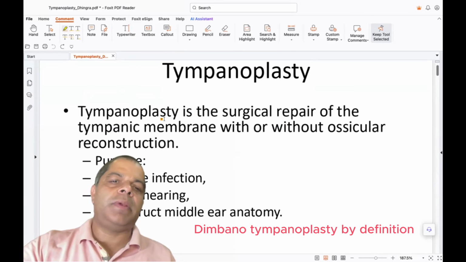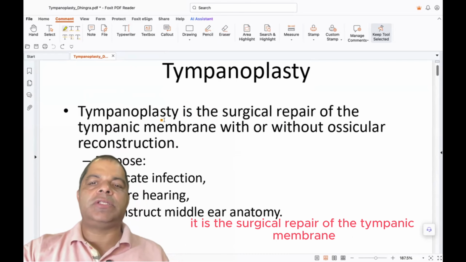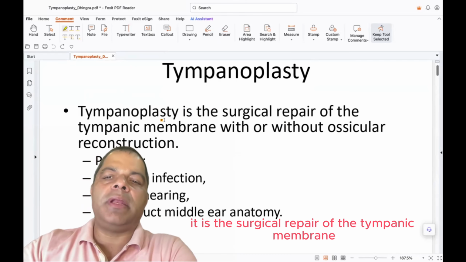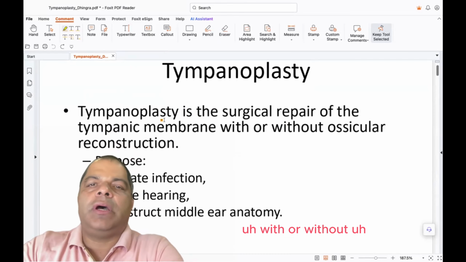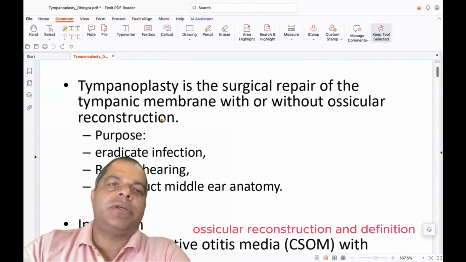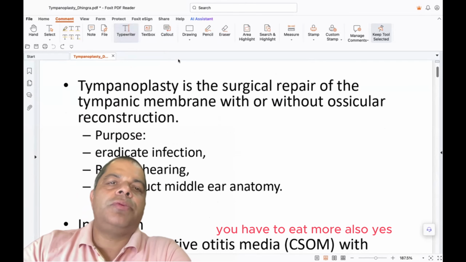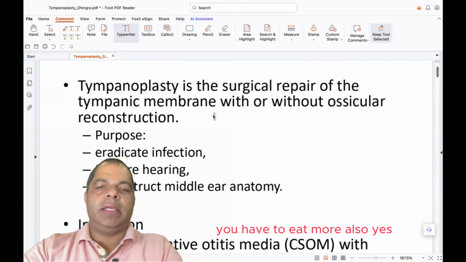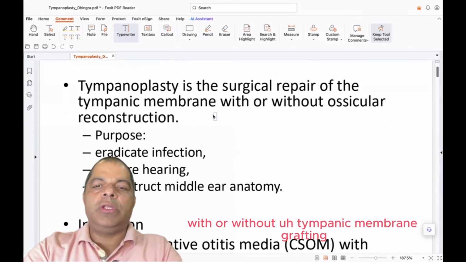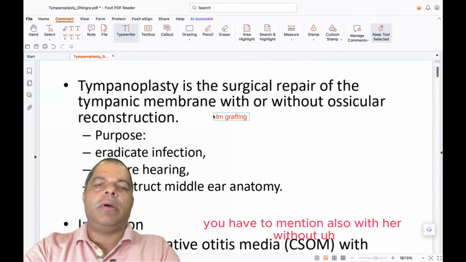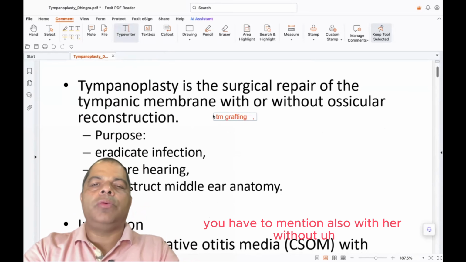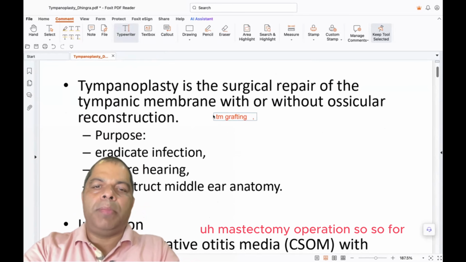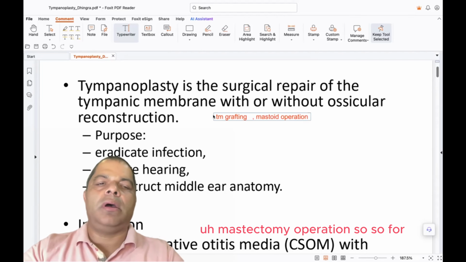Tympanoplasty. By definition, it is the surgical repair of the tympanic membrane with or without ossicular reconstruction. And in the definition, you have to add more also. Yes, some books write with or without tympanic membrane grafting. You also have to mention with or without mastoid operation.